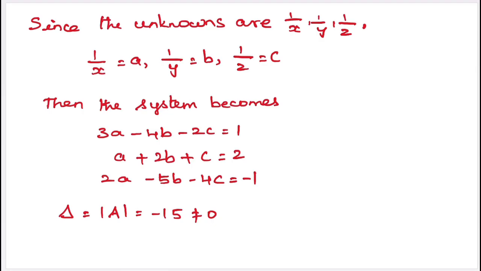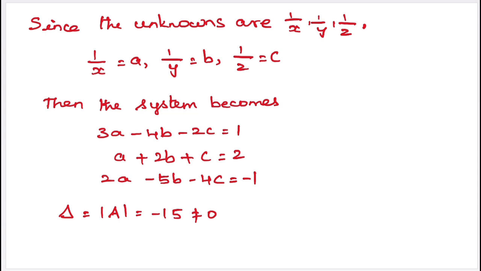Since the unknowns are 1 by x, 1 by y, 1 by z, let us keep 1 by x is equal to a, 1 by y is equal to b, 1 by z is equal to c. Then the system becomes 3a minus 4b minus 2c is equal to 1. a plus 2b plus c is equal to 2, 2a minus 5b minus 4c is equal to minus 1.